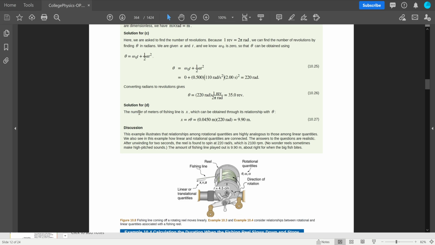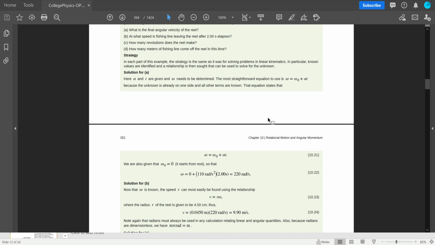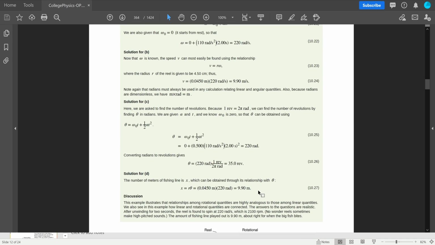And for D, the number of meters of the fishing line is x. So we know our theta, given here, and here we're going to use our 220. And we're going to use our radius, obviously 0.045 meters. And that's just 990. And you see how the 220 here for our theta is the same as our radians per second. And you see that 990 meters is also 990 meters per second here.